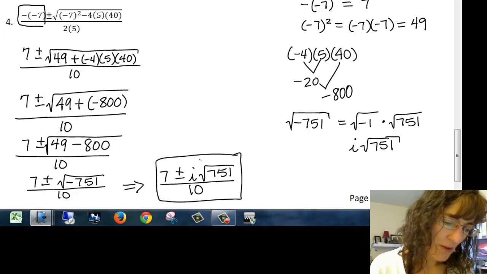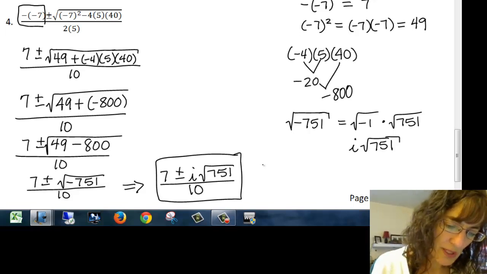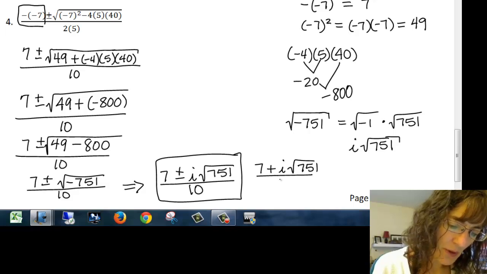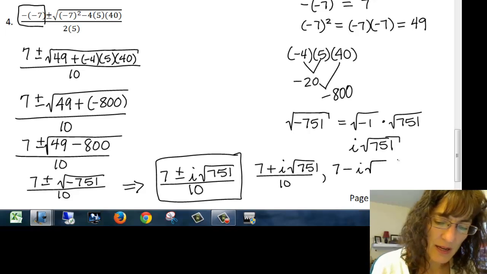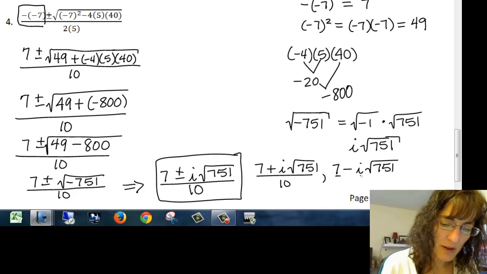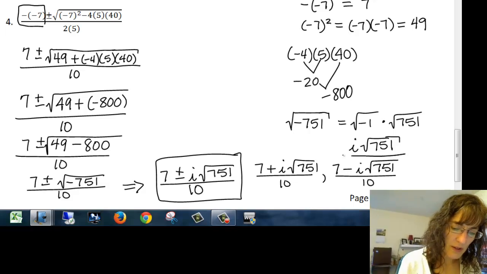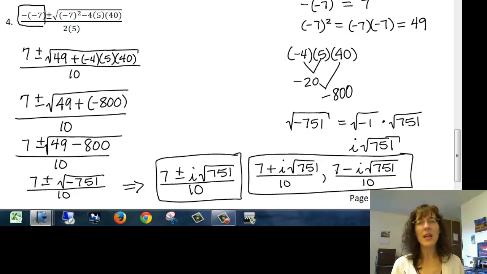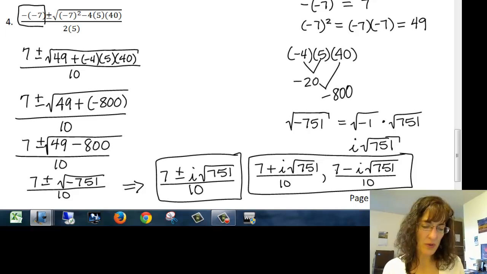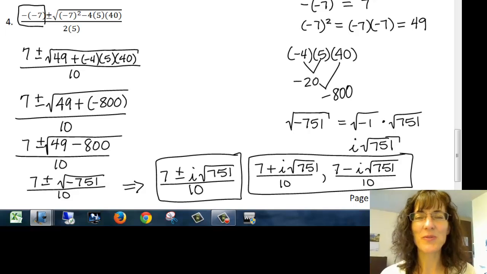And remember that it is two separate numbers. 7 plus i square root of 751 over 10, and 7 minus i square root of 751 over 10. So I have two separate answers right there. And this one is not going to convert into a decimal very easily either.